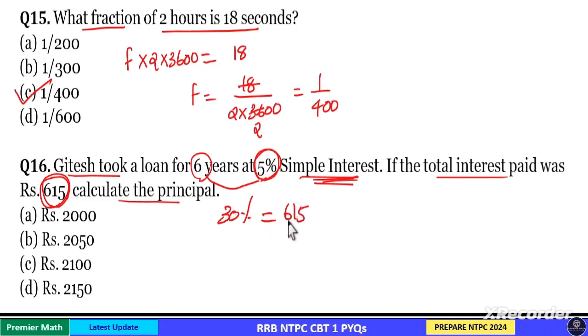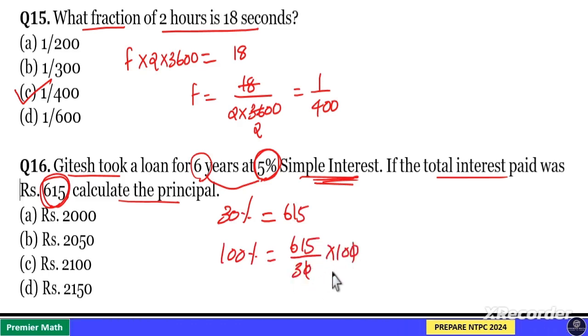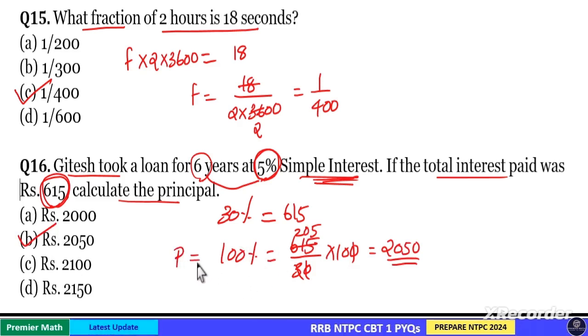So 30% is 615 means 100% is the principal, which is 615 divided by 30 into 100. 0, 0 cancel. 3 goes 2 times in 6, 0 times in 1, 5 times in 15. 205 into 10 is equal to 2050. Option B is your answer. Actually, here 30% is 615 means 100% is the principal.